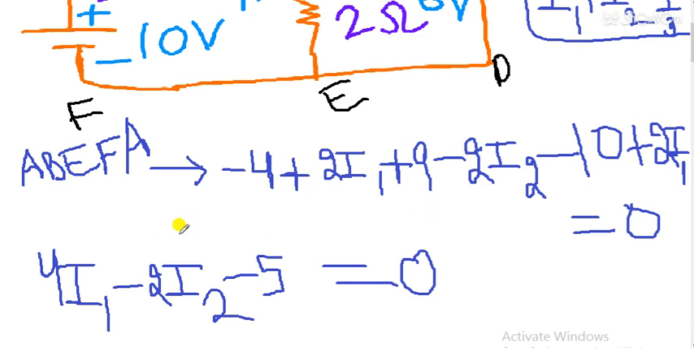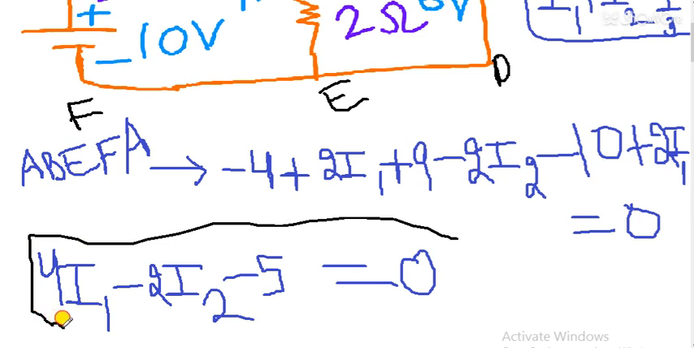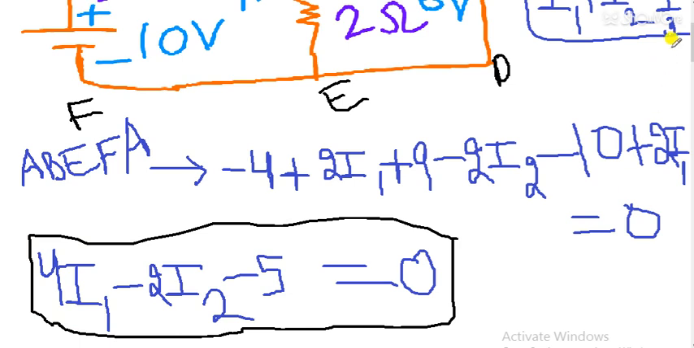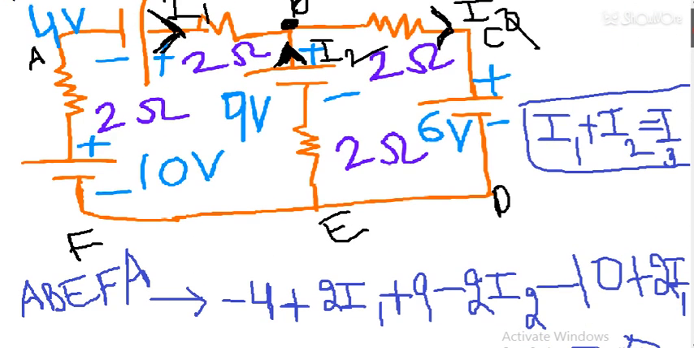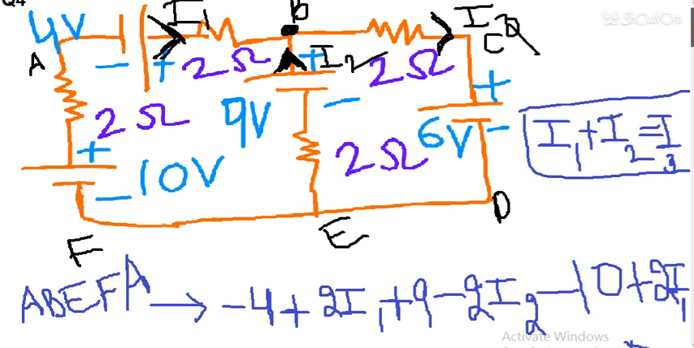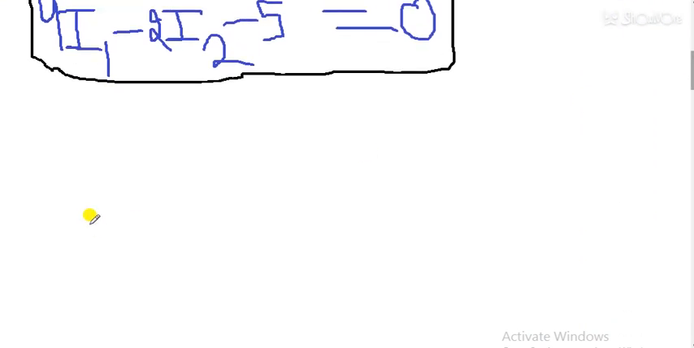Let me change the color so that I can understand. Okay, black color. So this is the equation that I will use further. So this is one equation. Now I have to find another equation that is in terms of I1 and I2. So I will take the outer loop A, B, C, D, E, F, A.